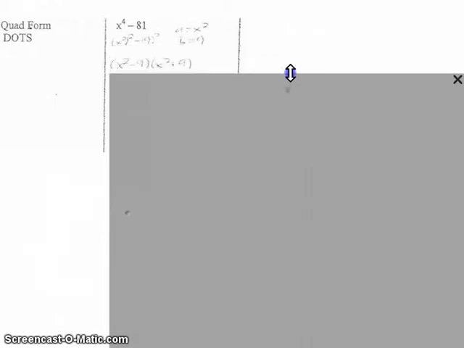DOTS, remember, stands for difference of two squares. Quadratic form means it's similar to the difference of two squares. This is not a square. This is a quartic. This is a power of 4. But I could treat it like it's a perfect square. I could treat it like x squared minus 81. And if it were treated like x squared minus 81, remember, that would break down using difference of two squares as x minus 9 times x plus 9.